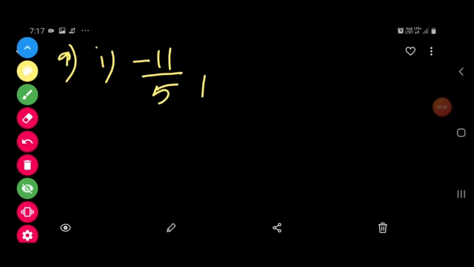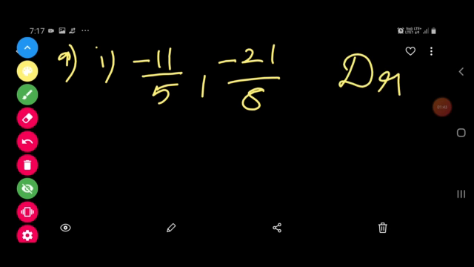The given question is minus 11/5, minus 21/8. We have to compare now. To compare the rational numbers, first we have to check the denominators, whether the denominators are equal or not. If equal, we have to compare the numerators and then conclude. If not equal, we have to make them equal, then compare. Here 5 and 8 both are different denominators. So, we have to take the LCM.